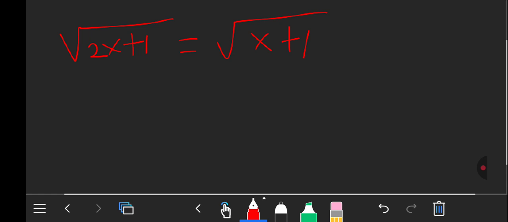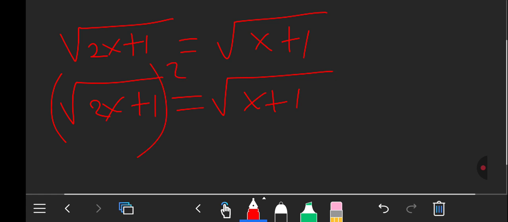So what you need to do is what I mentioned. It will be very difficult for you to solve this kind of equation with this square root. So you need to get rid of the square root by squaring on both sides. The square and the square root cancel out, so basically you're going to remain with 2x plus 1 is equal to x plus 1.